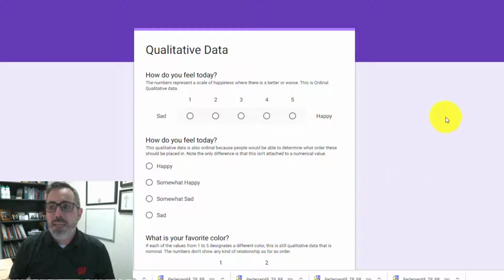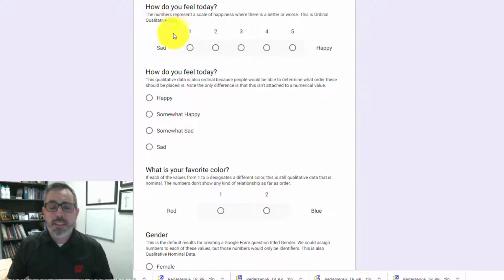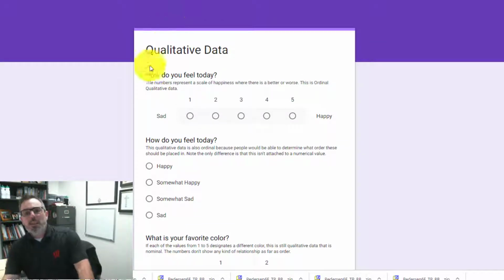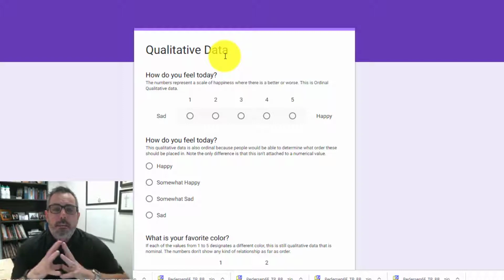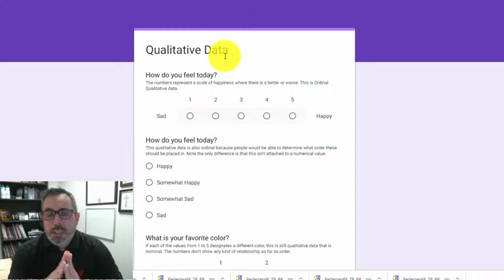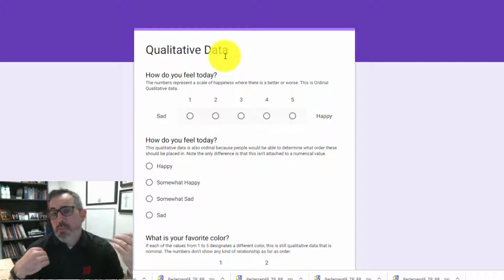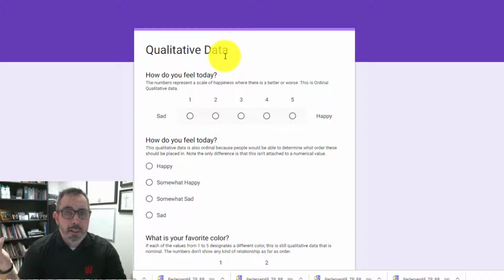For example, I have a Google form here that I'll share with you. It has some of the examples in here. But here are some examples of qualitative data. It's really qualitative because it's not representing a number. When someone asks you, how do you feel today? You don't say 4. You say, I feel good, I feel okay, I'm feeling great. Those are qualities. When you ask what your favorite color is, the answer isn't 7. When someone asks if you're male or female, you don't say 0 or 1.